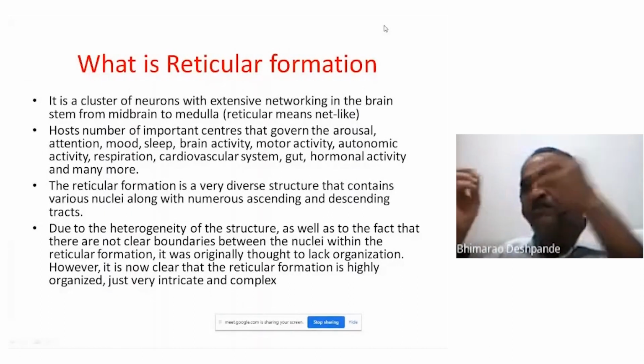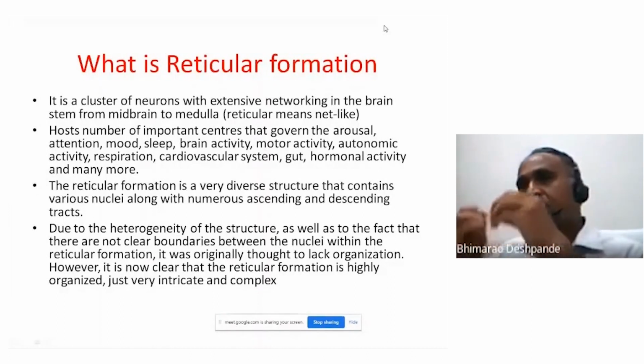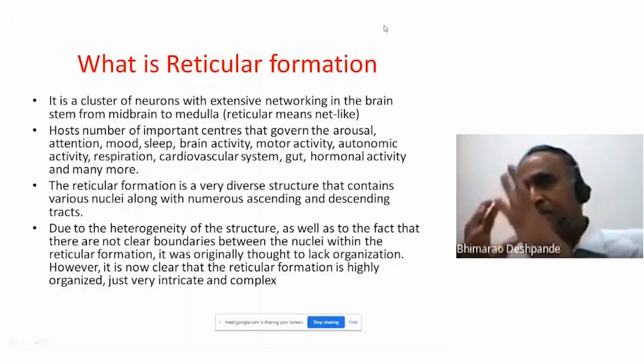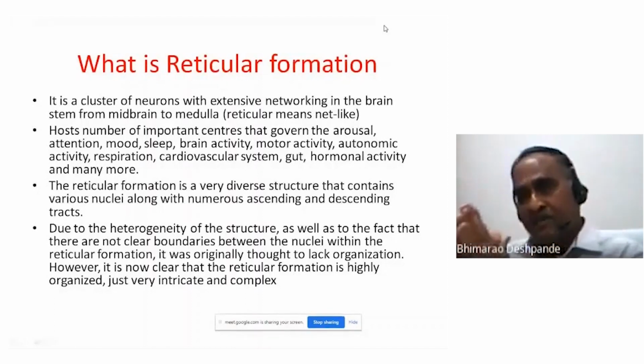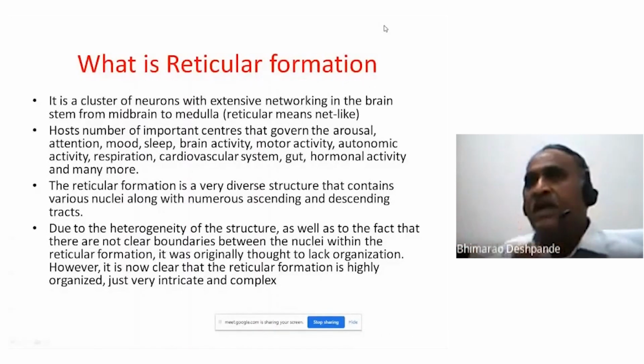Network means reticular or mesh-like in the brainstem, that is from midbrain to medulla. That is a mesencephalic to medullary component. This is a reticular area, and this reticular area hosts a number of important centers that govern our bodily functions. What are they? One, arousal. That means we are awake.